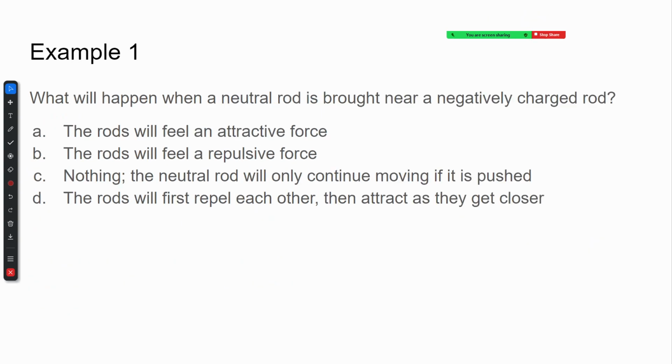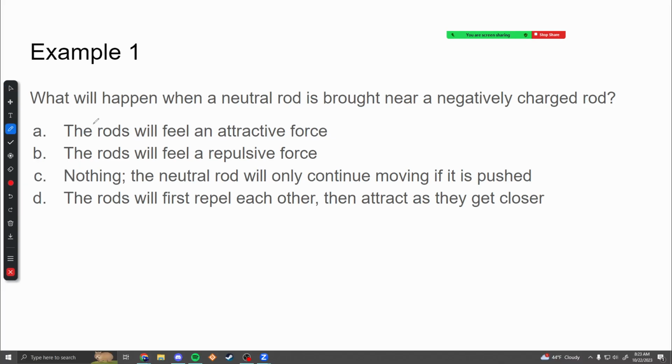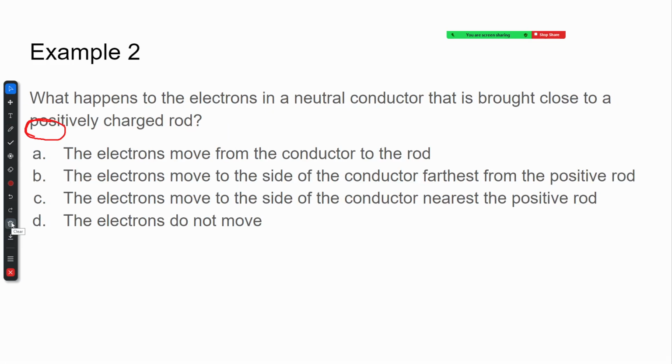So, what is going to happen if a neutral rod is brought near a negatively charged rod? You can see that the rods would feel an attractive force because of what I just said with the polarization, in terms of the fact that all of the negative charges are going to move toward the left and the positive charges are going to move toward the right. Okay, so we took care of that question.